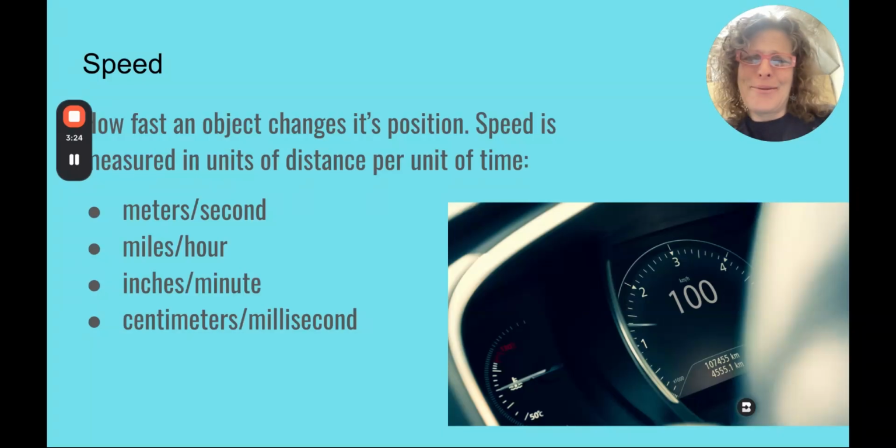Okay, speed. You know what this is. It's how fast an object changes its position. And we always measure speed in some amount of distance per some amount of time. So we might talk about meters per second or miles per hour, inches per minute, centimeters per millisecond. It can get really bizarre. But at the base of it, it's always distance over time.